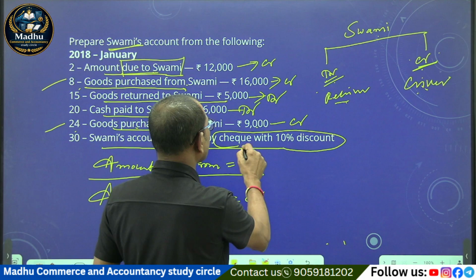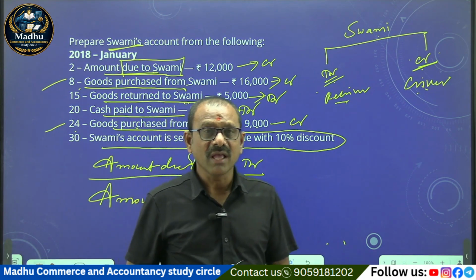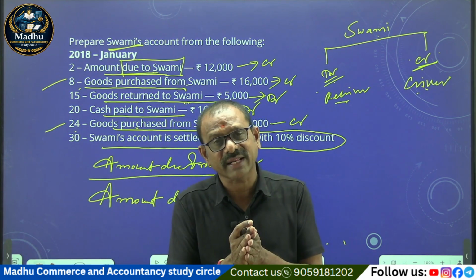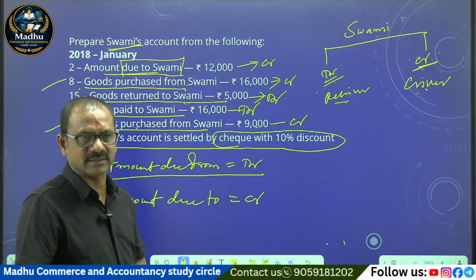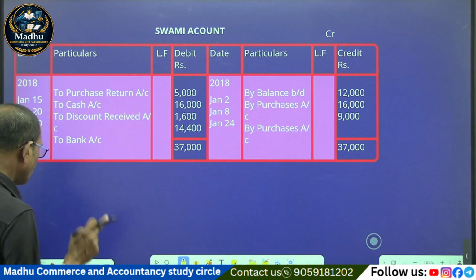Again, Swami's account settled by check. Here settled by check is given. In the previous problem, Sudha's account was settled, only given. Settled means we recorded cash there. But here check means what we have read? Bank we have read. How to settle? Let us discuss.